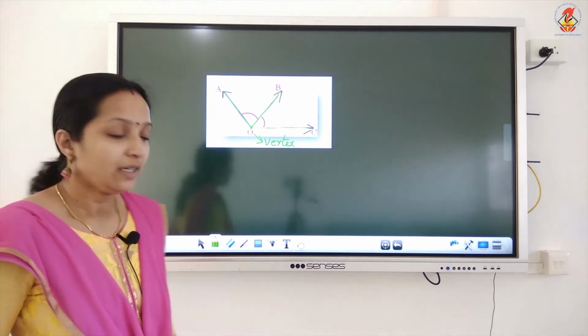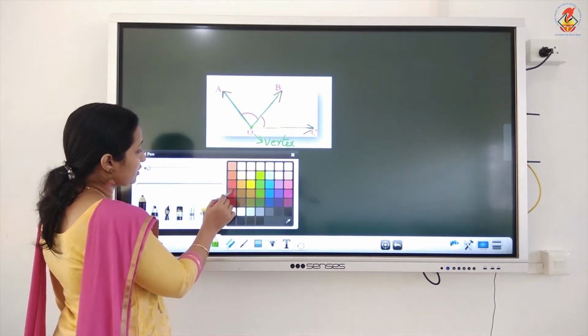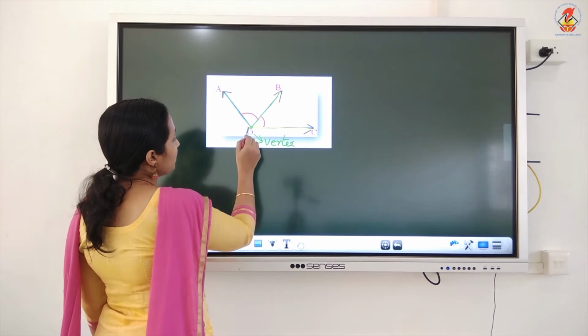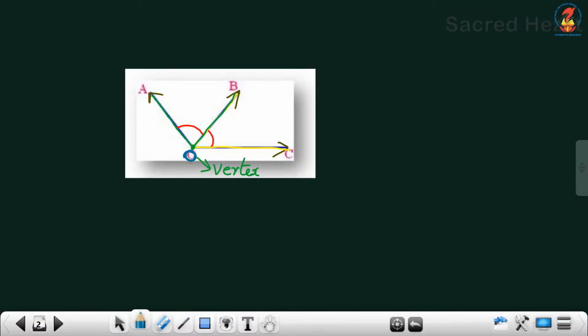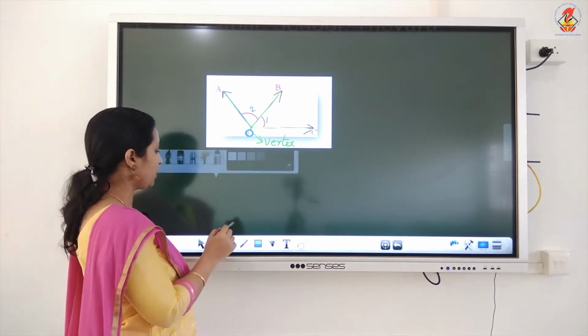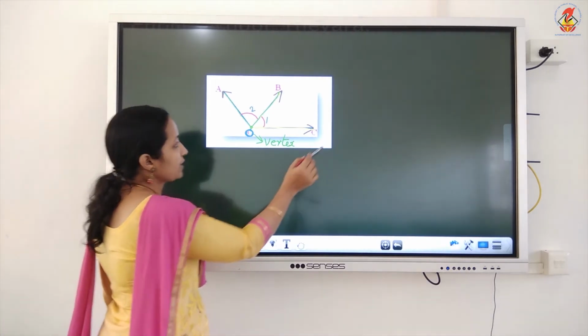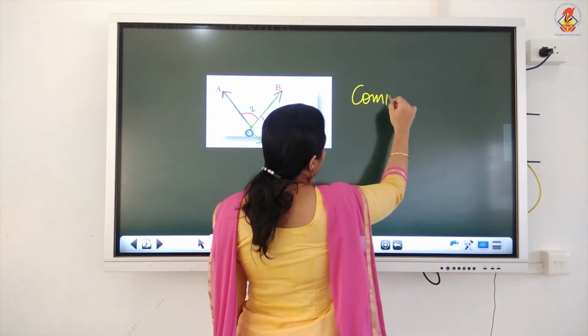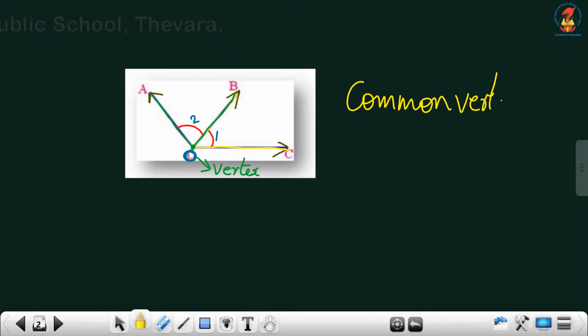Now, can you identify any common thing in these two angles? You can see that in these two angles, this end point is same, is it? In these two angles, this angle and this angle, we will name them as angle 1 and angle 2. These two angles have a common vertex. Which is the common vertex here? O. Okay.